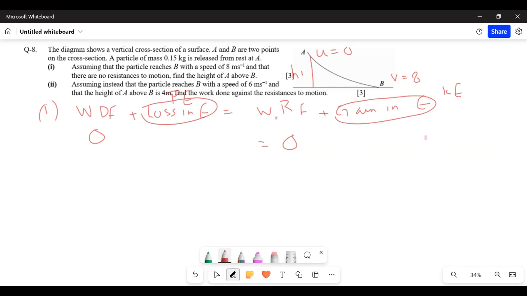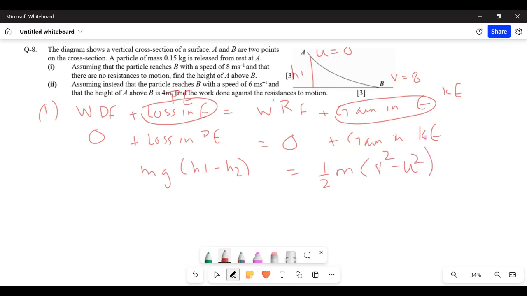क्योंकि बाकी दो पैरामीटर जीरो हैं, ठीक है। So this is loss in potential energy is equals to gain in kinetic energy. अब हम करेंगे mgh1 which is the bigger height minus h2 is equals to half m the bigger speed which is v squared minus the smaller speed u squared.